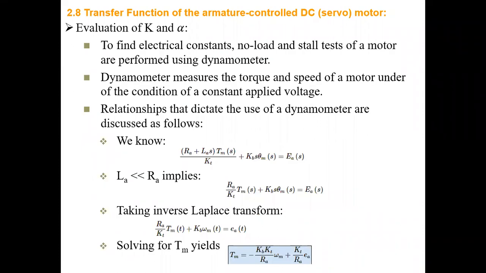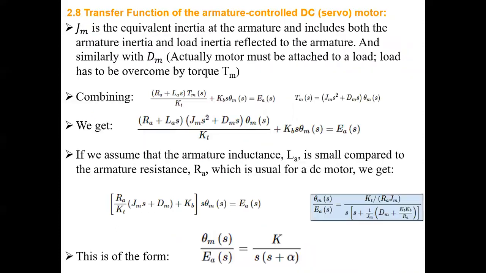So we have to evaluate the constant now, okay? So K and alpha. So evaluation of K and alpha is the thing we need to do today. So we have JM.